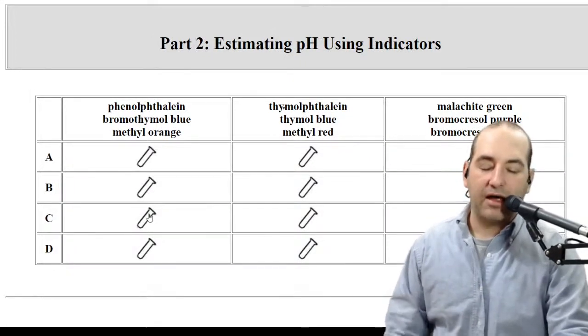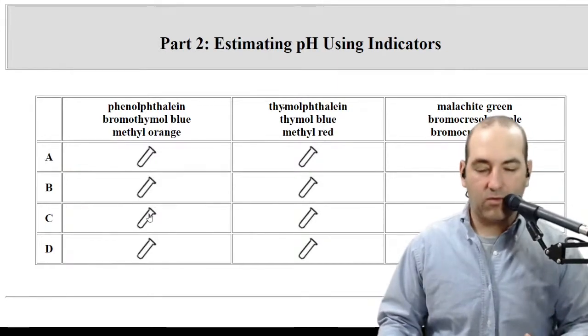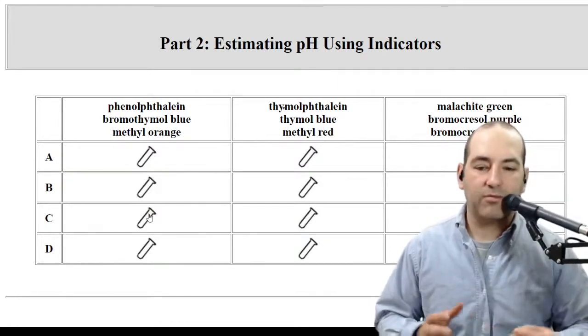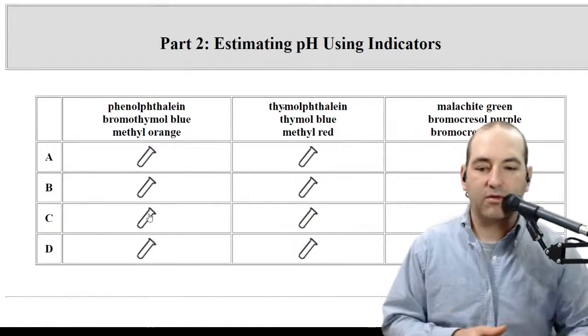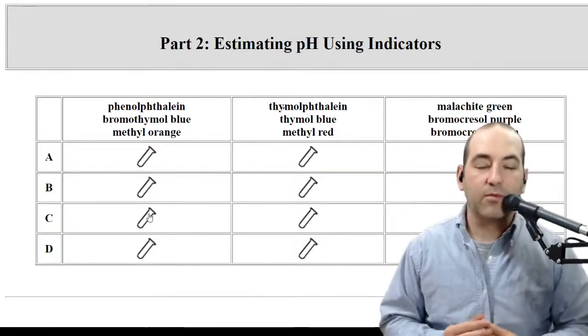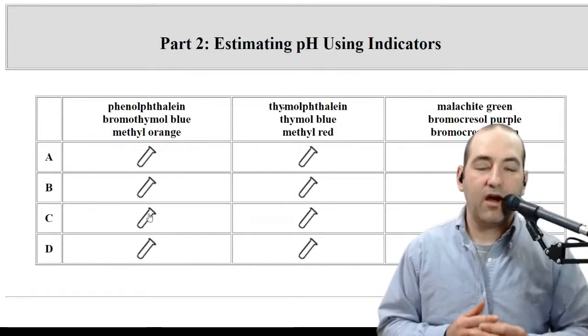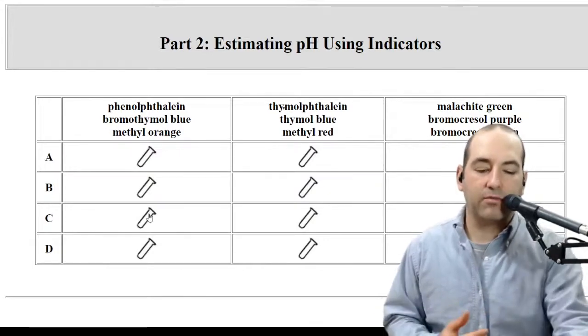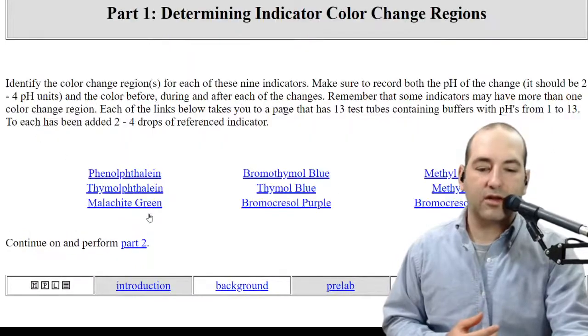So I would look back at my table that I made in part 1 so that I can say, all right, well, phenolphthalein has this color, bromothymol blue, it must be in this range, methyl orange, it must be in this range. For most of the indicators, like for bromothymol blue, for example, let's go back and take a look at that one.